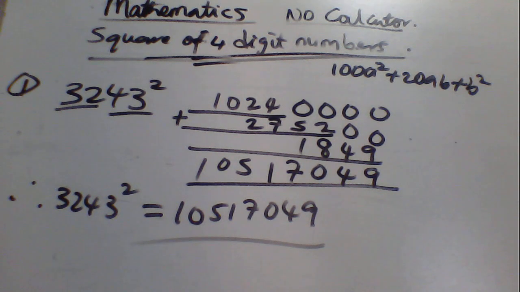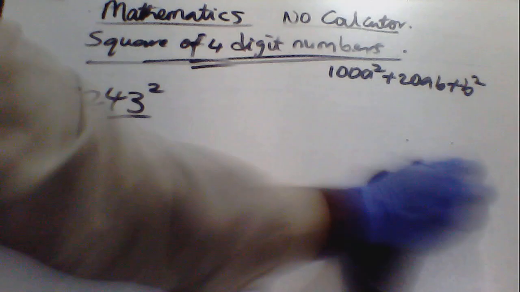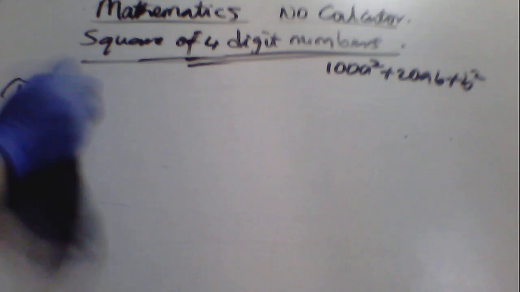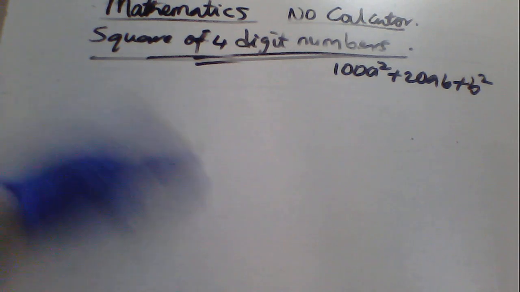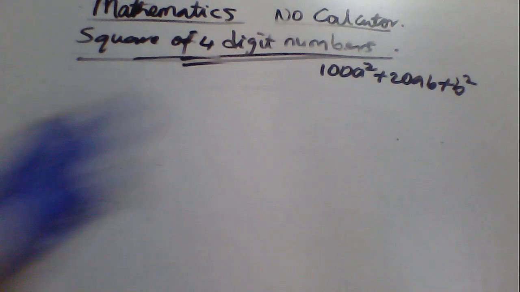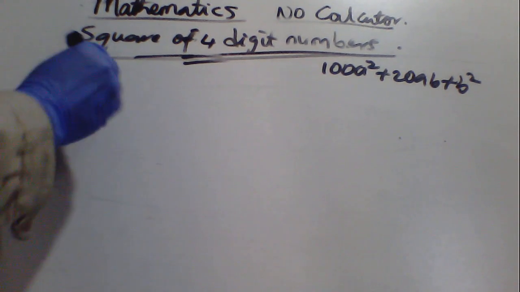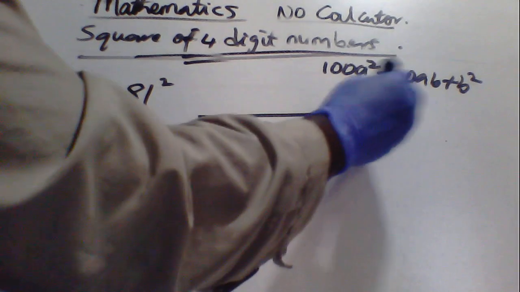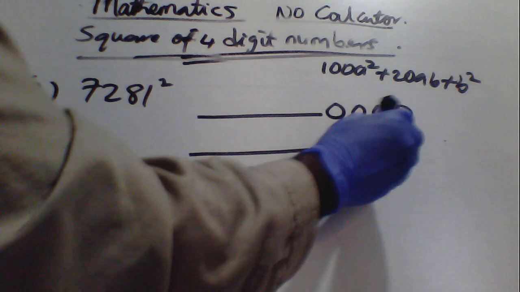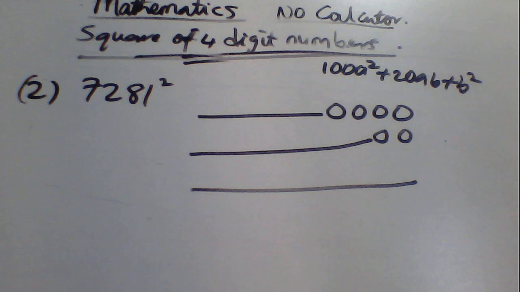The second example is you are required to find the square of 7281. Alright, so in this case, the second one is 7281 squared. Then draw the line like I've said, 4 zeros. Draw the second one, 2 zeros, and the last line, no zero. Then join the two.